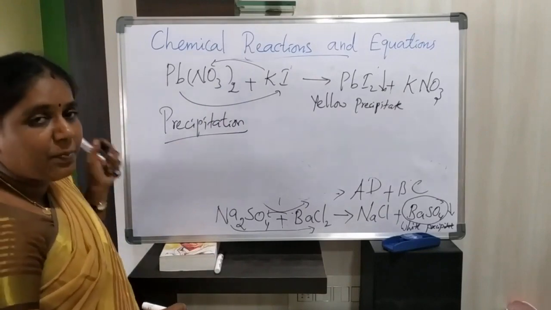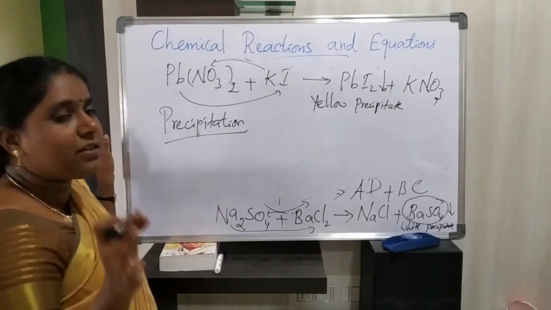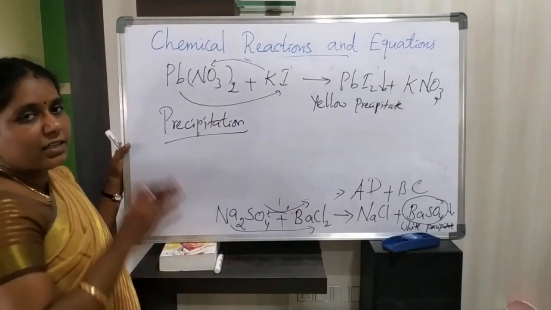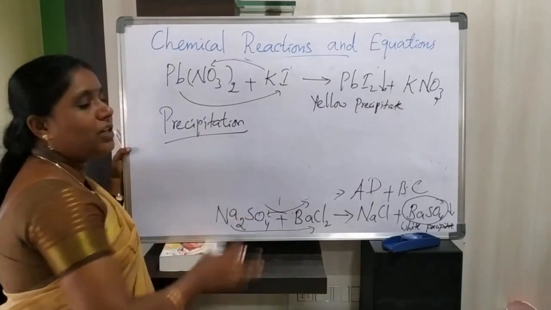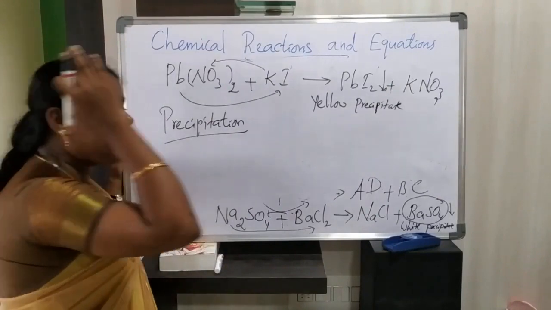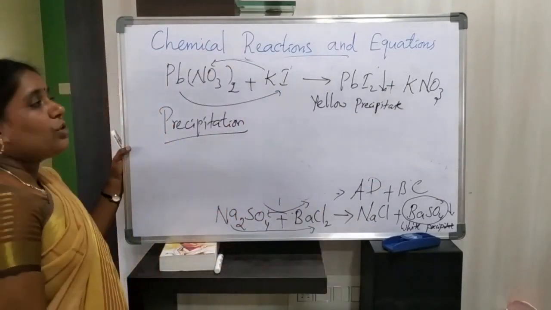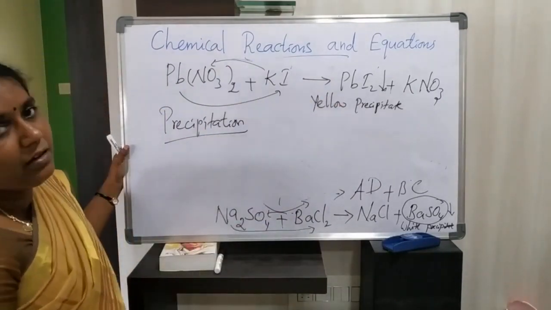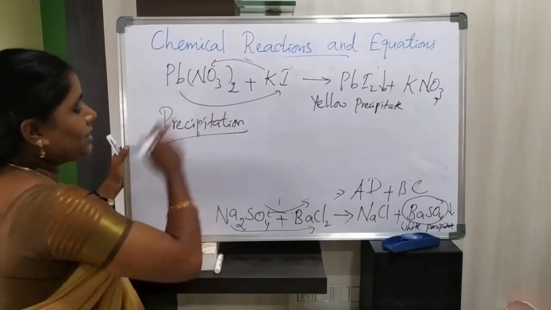So what is meant by precipitate? An insoluble substance present in a solution. That type of reaction is called a precipitation reaction. So the reaction in which a precipitate is formed is called a precipitation reaction. Most of the precipitation reactions are double displacement reactions. Same like this, see here.